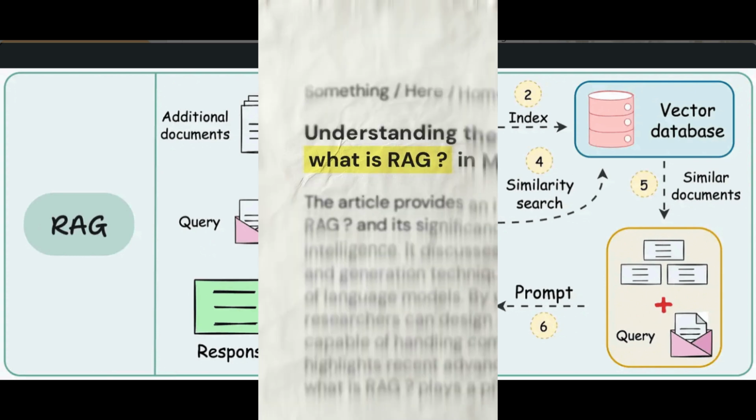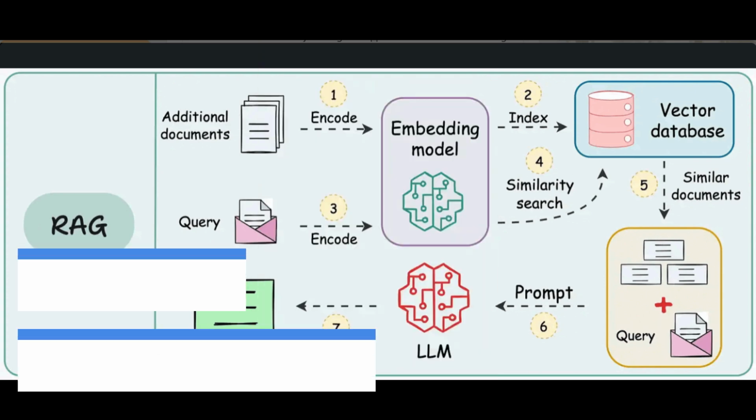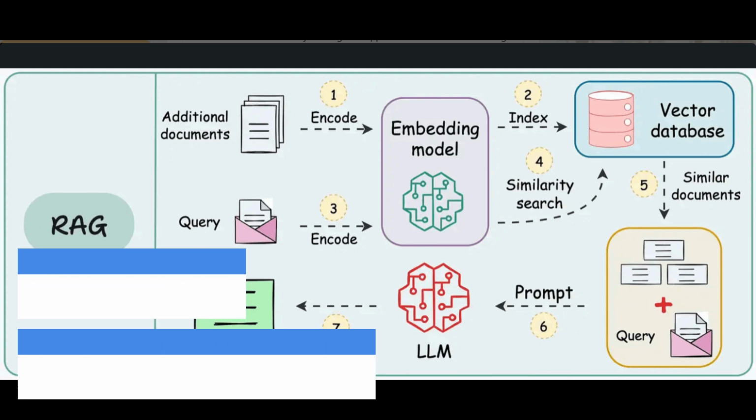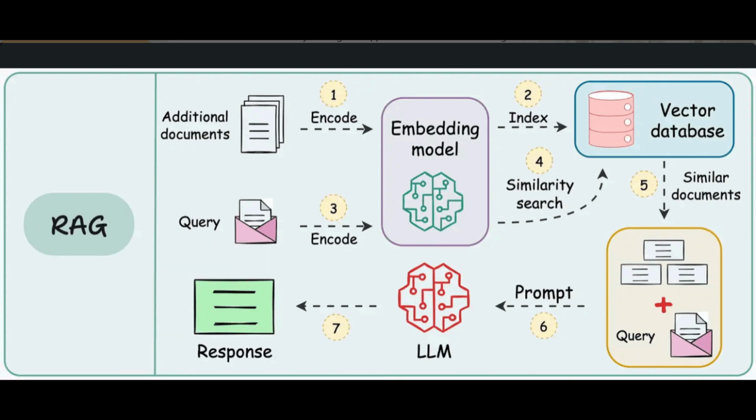Today I will explain what RAG is, Retrieval Augmented Generation, using this simple diagram. RAG is a technique that combines retrieval of knowledge with generation by a large language model, LLM, to give better answers. Here is how it works step by step.